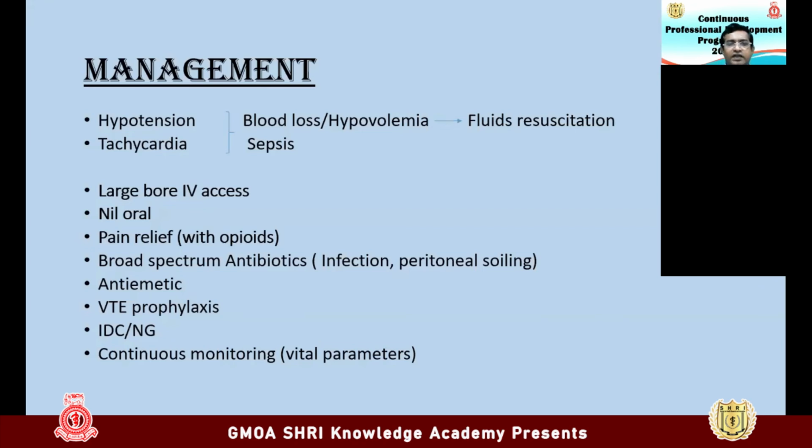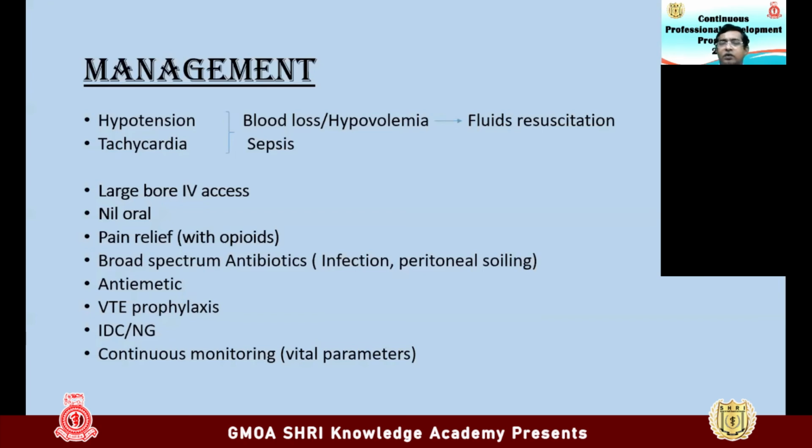Sometimes you will see the patient is tachycardic, tachypneic, hypotensive, which gives you an understanding whether the patient has sepsis, or has got blood loss, or is hypovolemic. So fluid resuscitation with crystalloids is very important with a wide bore cannula. At the same time, you can draw blood for relevant investigations.